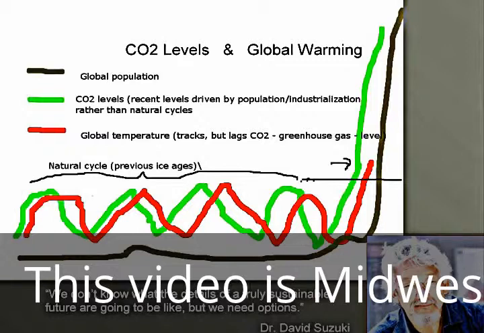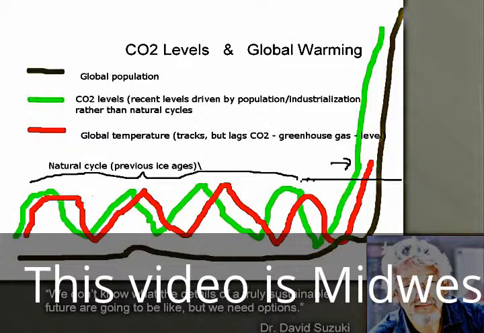And it has to do with CO2 levels in the atmosphere. The green line represents CO2 levels. The red line represents the average temperature on the planet. And you can see that as the green line rises, so does the red line. And then when the green line drops, or CO2 levels drop, the temperature of the planet drops.